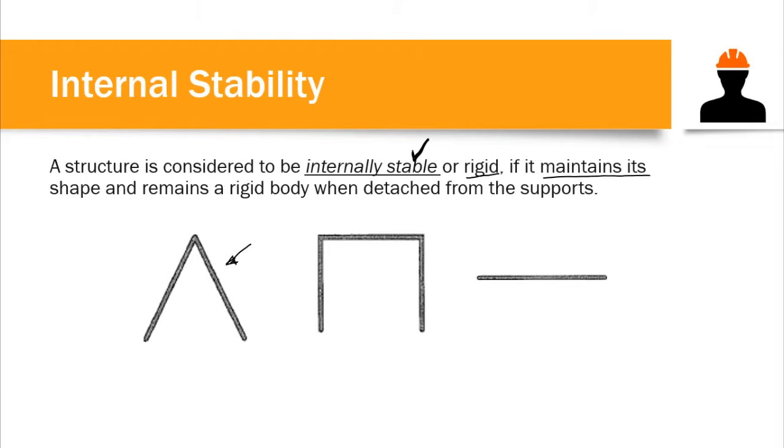The same with this one, the shape will still remain even if it has a support or even if it has no supports. It would remain its shape, thus it will remain rigid with or without support. So we can say that a structure is internally stable if it maintains its shape and remains a rigid body even if it has no support. There would be no deflections or movement even if the support is detached from the structure.